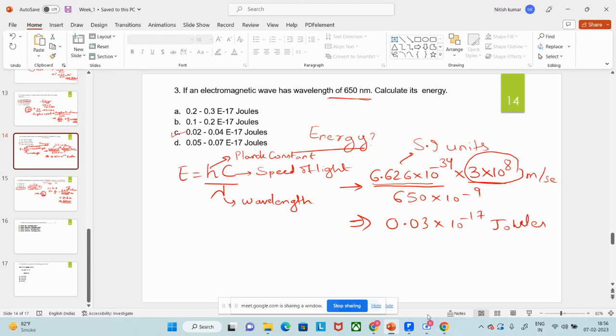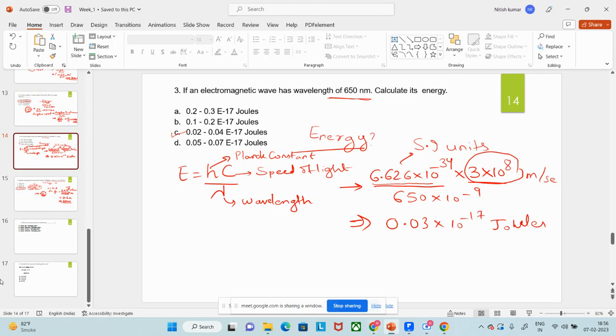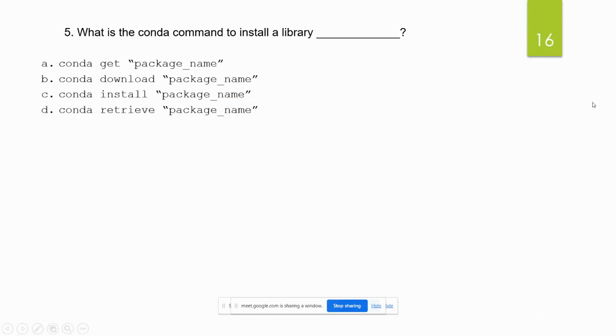Okay, so shall I move forward? Yes sir. Okay, so now this question. What is the conda command to install a library? If any tutorial was taught, then you will know that it is conda install. Suppose we have to install GDAL, then we give conda install GDAL or any other package name. So the answer is C. This was a direct theoretical question.